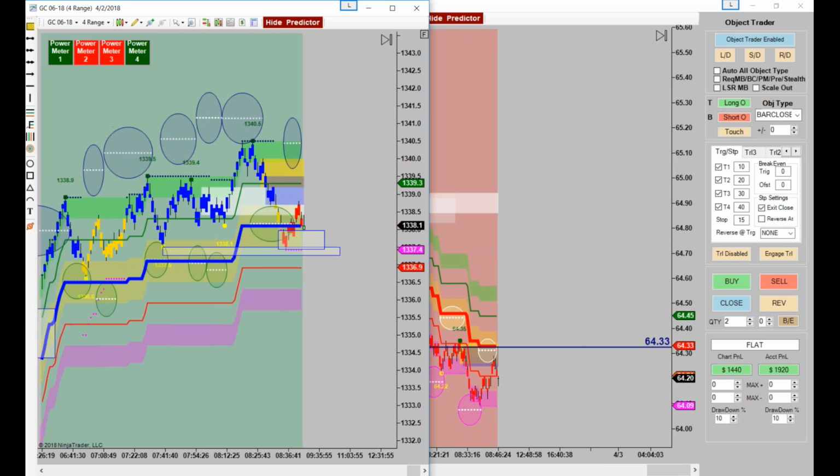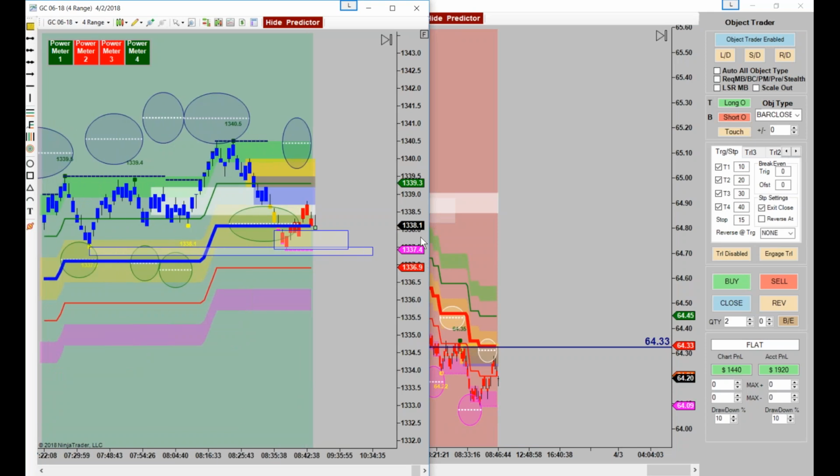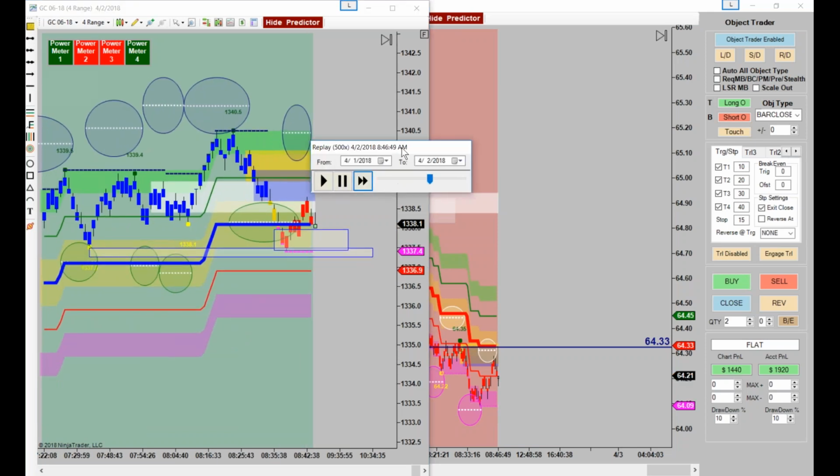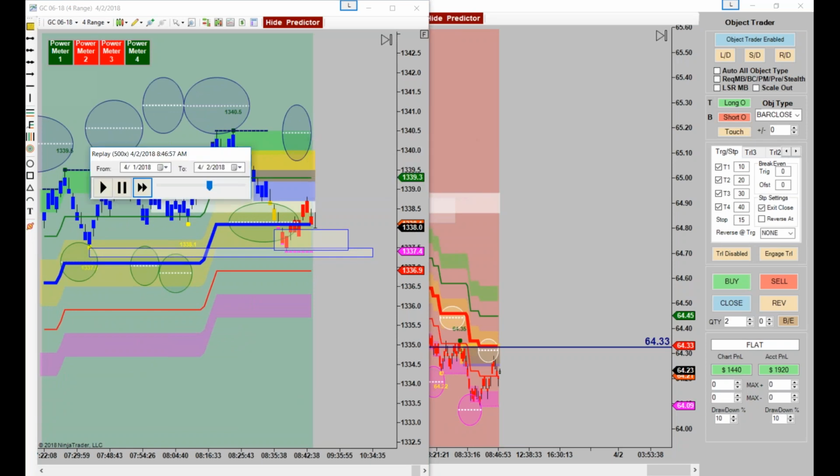Put a couple of contracts on that little dude and see what it did. I'll just fast forward it for you and show you what it did. That's 500 times, so that's as fast as I can go. We'll just let it do its thing. 500 times is as fast as you can get market replay to go. You can tell it was pretty slow.